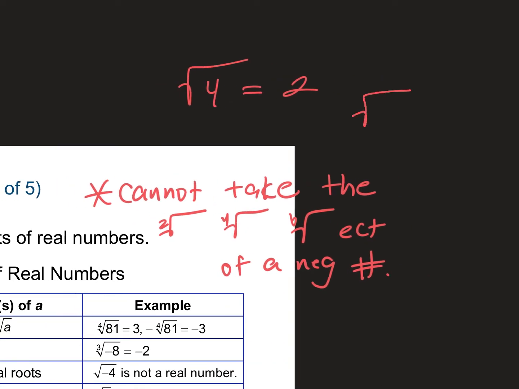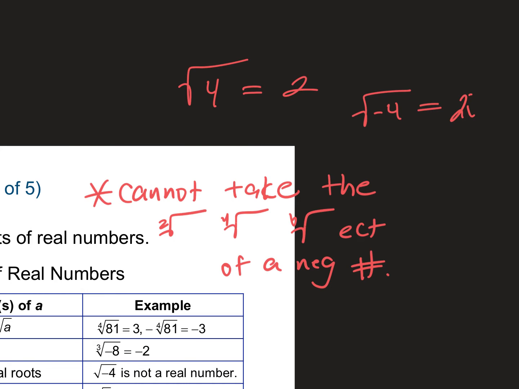If I said, what's the square root of negative 4? You would tell me, anybody? It's 2i. It's imaginary. You can't take the square root of a negative number. You can't take the 4th root. You cannot take the even root of a negative number and get a real answer.